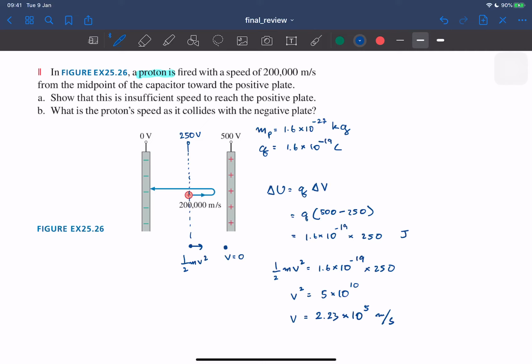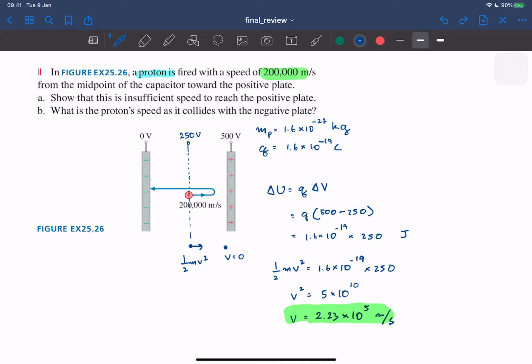Okay, so this is what you need to be able to reach the positive plate. And you can see that this is larger than the number given here in the problem, which is only 2 times 10 to the 5. Right, so you don't have enough kinetic energy to reach the positive plate. So that takes care of the first problem. Show that this is insufficient, so we already showed that.